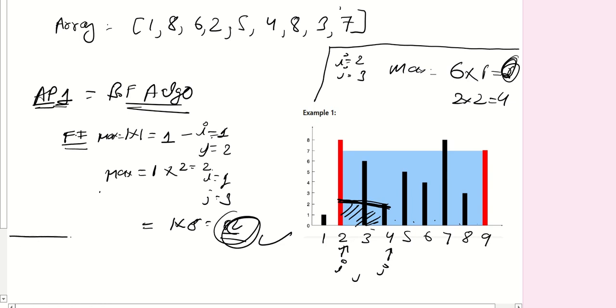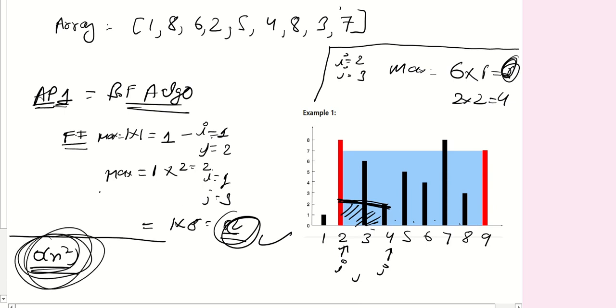So the time complexity will be order of n square, because you keep on iterating again and again, so there will be two loops, i and j, and that will cost us order of n square complexity. So is there any other way that we can solve the problem with an order of n approach? Let me show you.